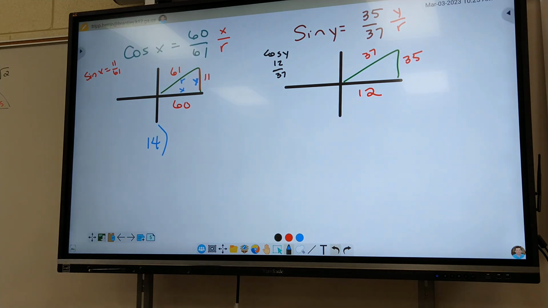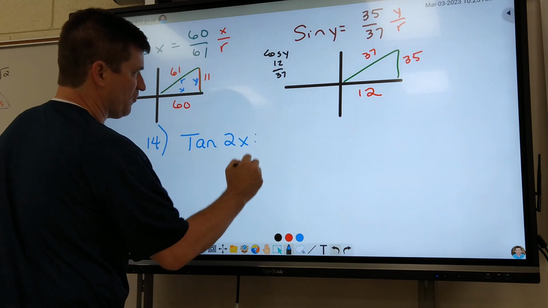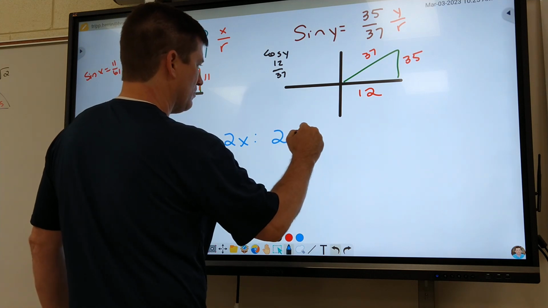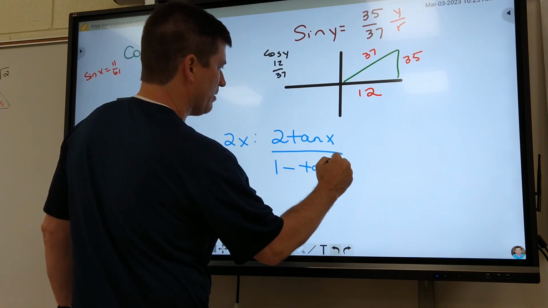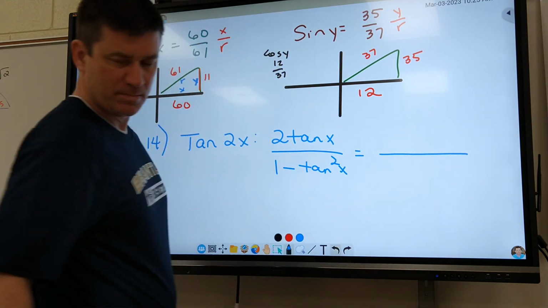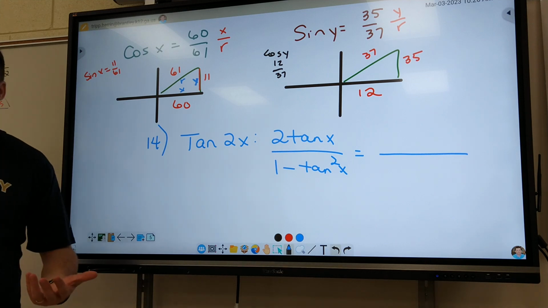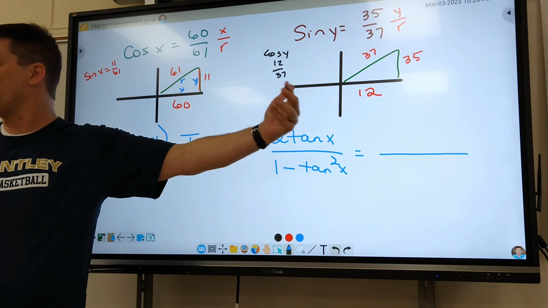All right, 14 says tangent of 2x. I believe we have an exact formula for that. Yep, 2 tan x over 1 minus tan squared. Yep. All right, this time we do not have a fraction already figured out for tangent of x, so we got to figure that out.